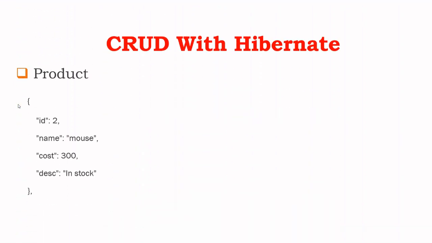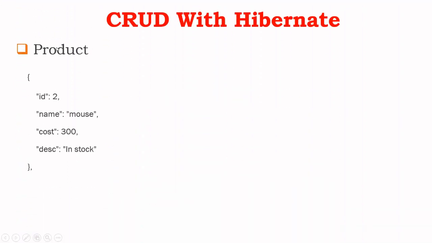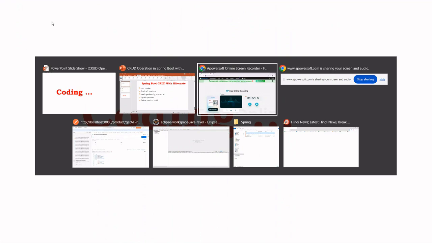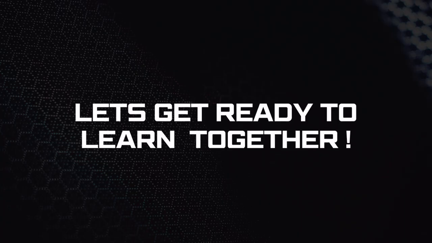So we are going to take a product. We will take id, name, cost, and description, and we are going to perform add, update, delete, and read everything. So let's get started. Now we are going to do the coding part. So quickly let's create one Spring Boot project.